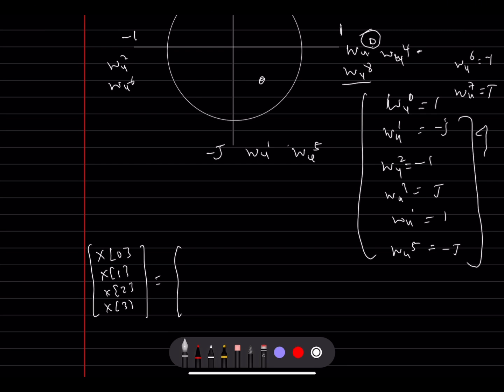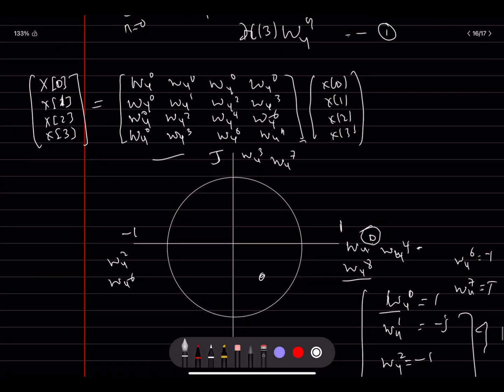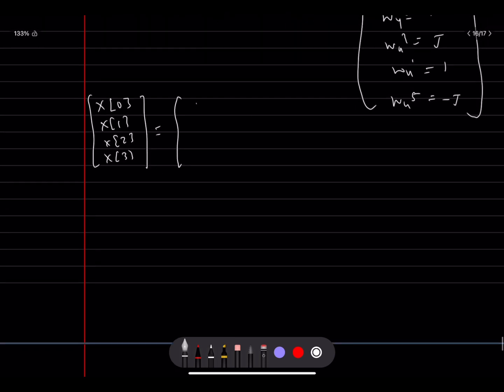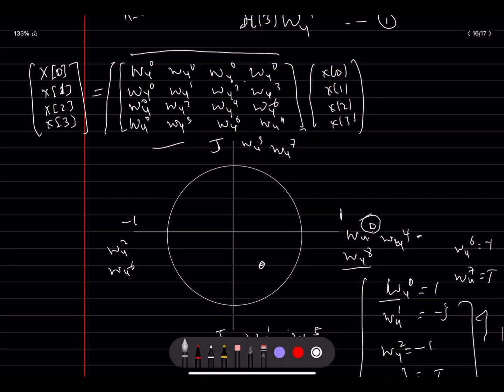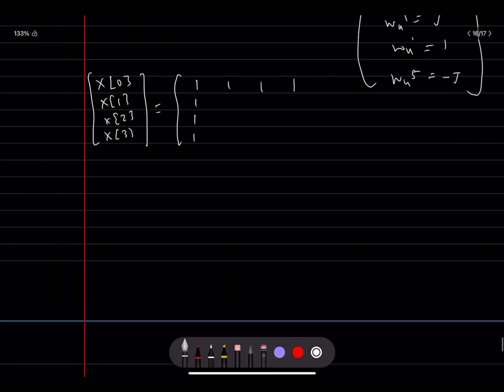And based on this, anywhere that you see W4 power 0 is what? 1. So looking at this one, you can see that from here are all W4 power 0. And from here also all W4 power 0. So you can just write them 1, 1, 1, 1. And the down is also 1, 1, 1. Is what you have. And then the rest, you can see W4 power 1, power 2, power 3. So you are going to get something like minus j, minus 1, and then also j.